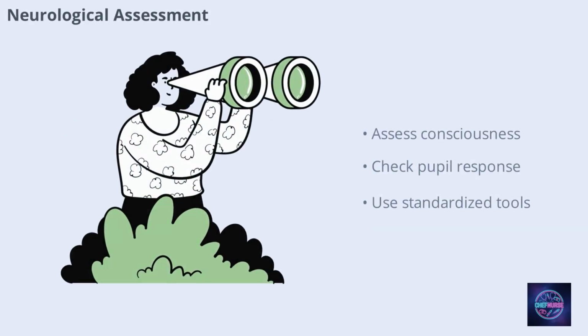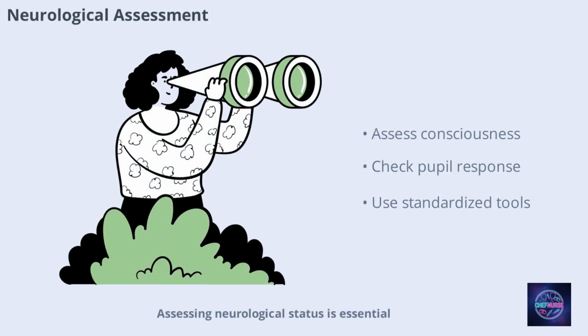Assessing neurological status is essential for detecting changes in patient condition. The NCLEX may ask about level of consciousness, pupil response, and motor function. Use standardized tools like the Glasgow Coma Scale and document findings accurately. Recognizing early signs of neurological decline allows for prompt intervention and better outcomes.